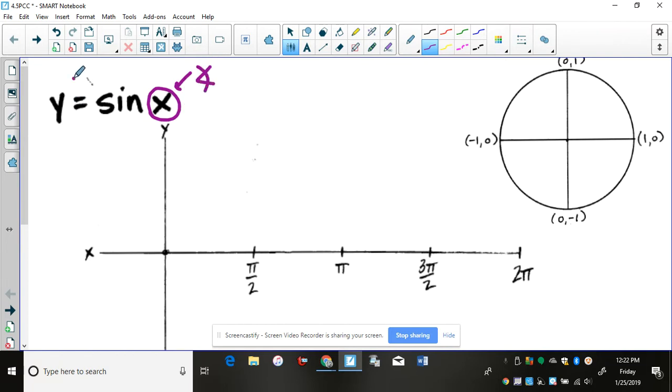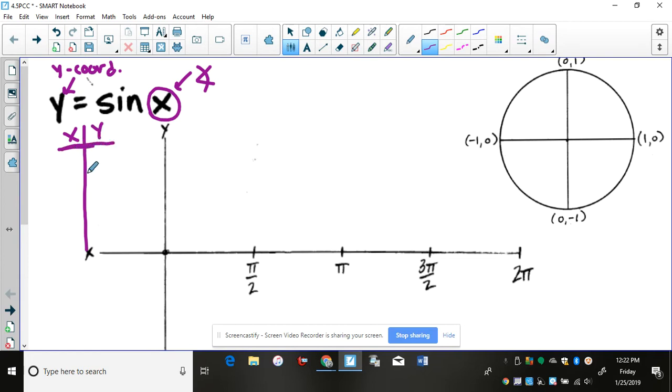Now, y always indicates our output. The output of a sine function, for what we're going to be looking at here today, these are the y coordinates of the points that are on the unit circle. So I'm going to jump over here real quick and create a table of x and y values, right? Inputs and outputs.